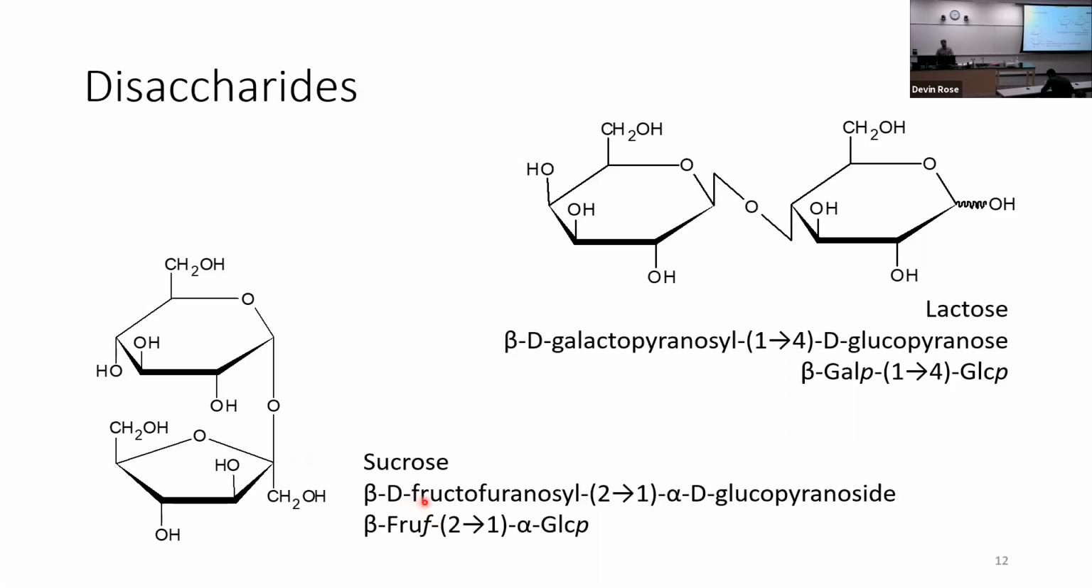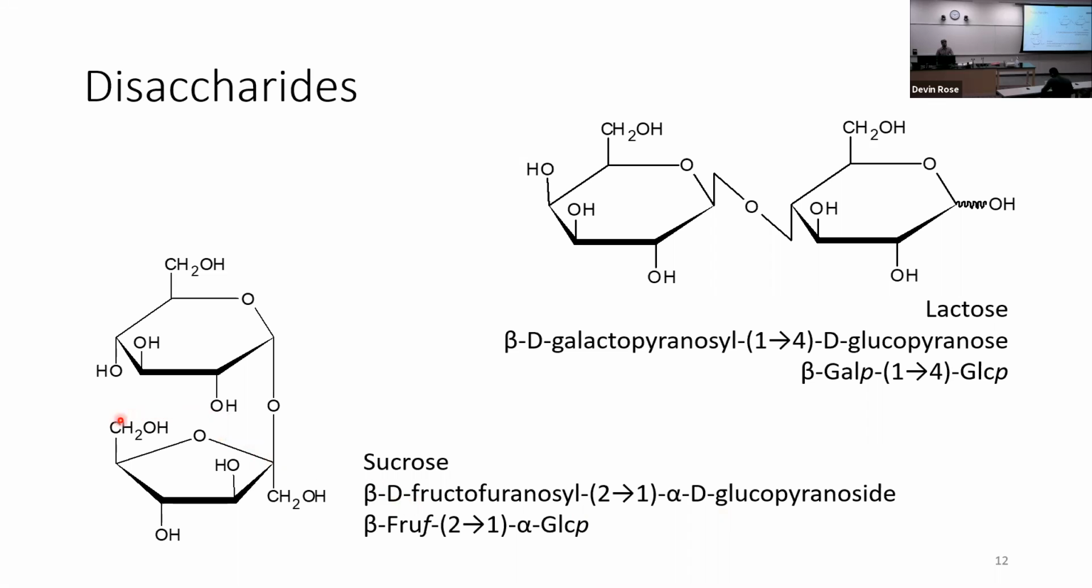So when we name sucrose, we have no reducing end, and we have no non-reducing end. They're both non-reducing. So we don't know where to start naming. So we just name the sugars in alphabetical order. F comes before G, so we put the fructose first.